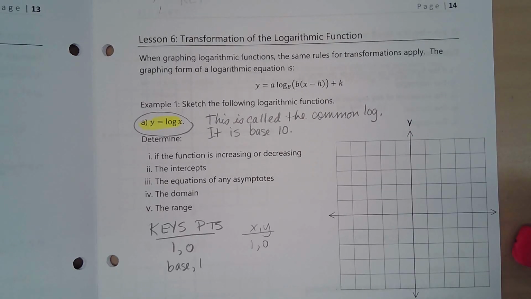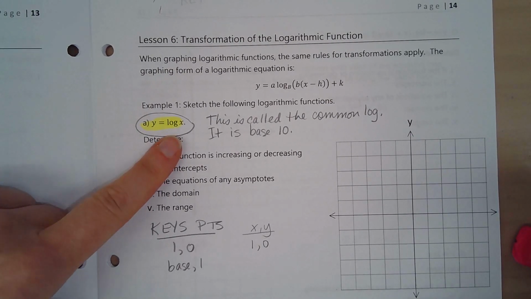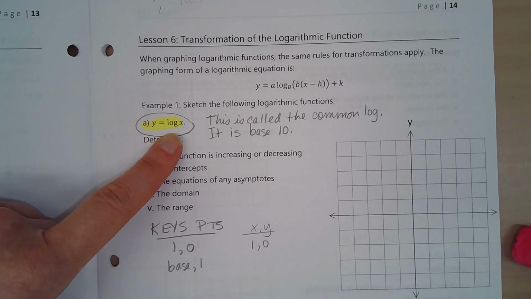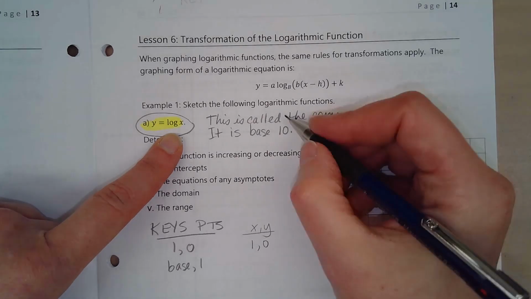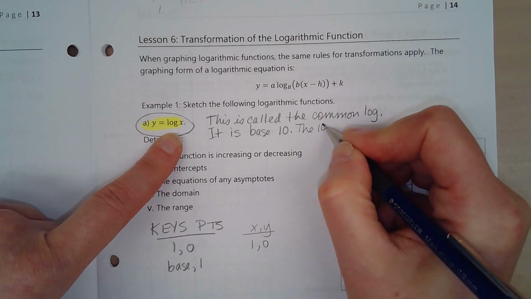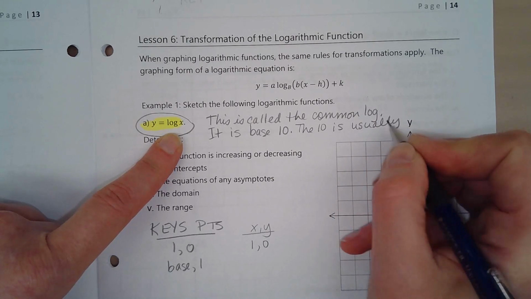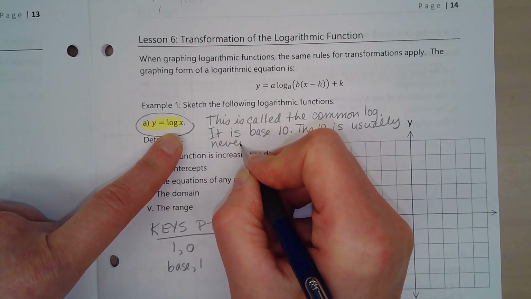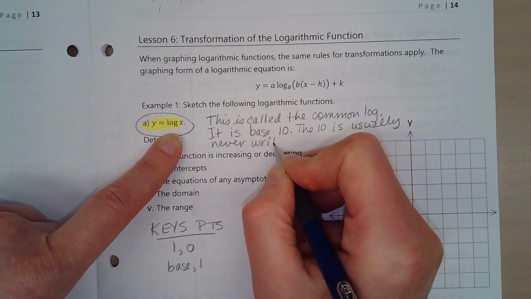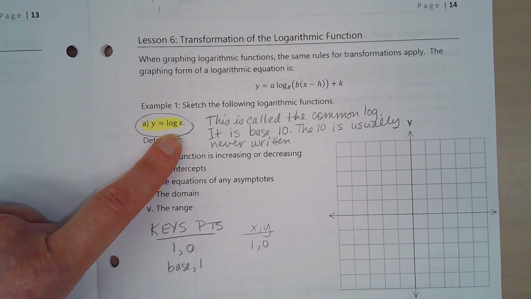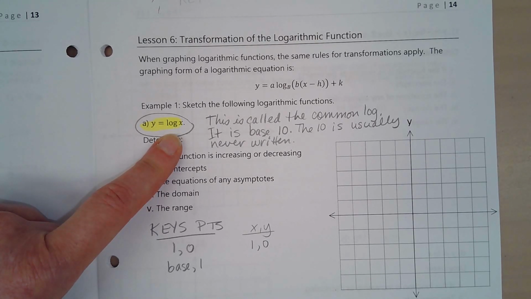So there's two logs that we use a lot in math and science. Base 10 log or base e, right? We were introduced to that number yesterday. So the 10 is usually never written, just like when we never write coefficients of 1 or constants of 0. So when you see that there's no subscript, it's automatically base 10.